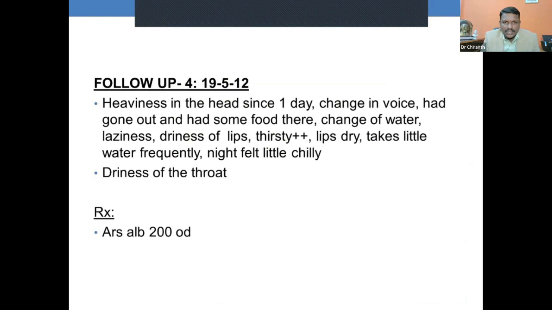But she came with one acute complaint, and she said heaviness of head, change in voice, and there was some change in water. She was thirsty with dry lips. Little water was taken frequently. She felt chilly at night. There was dryness of throat, and Arsenicum album 200, one dose, was given here. Generally, people think when you give a deep acting constitutional remedy, you should not interfere. But when the picture was so clear, indicating Arsenicum album, I interfered with Arsenicum album.